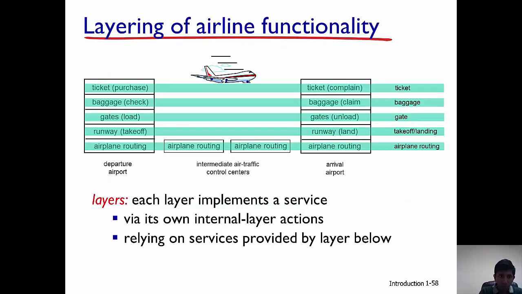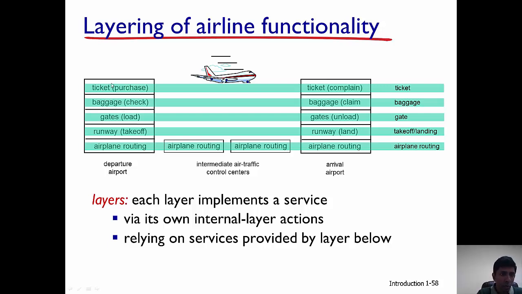Okay, so what are the different layers in the airline functionality? First, as you saw, you have the ticket purchase, then you have baggage check, gates, runway, and airplane routing. The airplane routing takes place while you're flying, and once you arrive at the airport, there are again the same five steps. The important thing to note here is that each layer implements a service, and the service provided by one layer is kind of independent of the service provided at another layer.